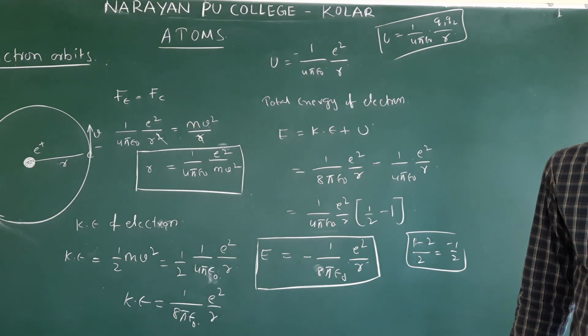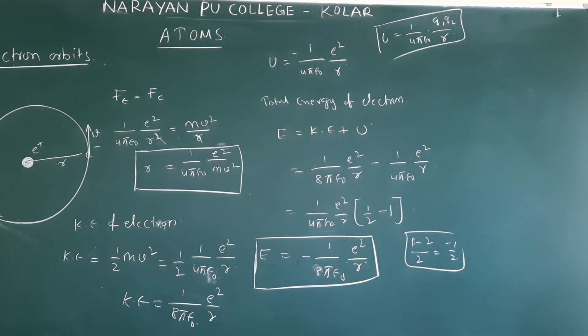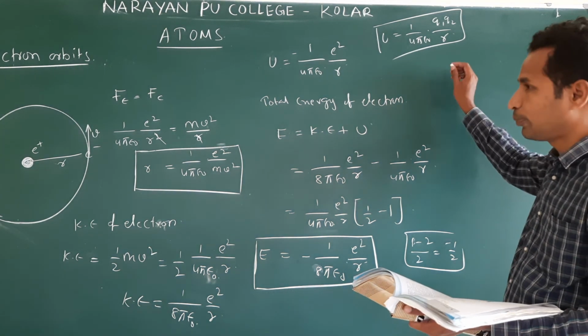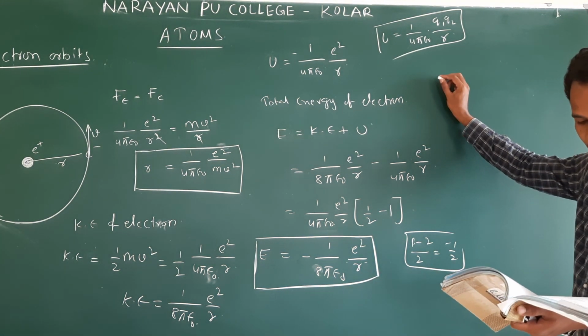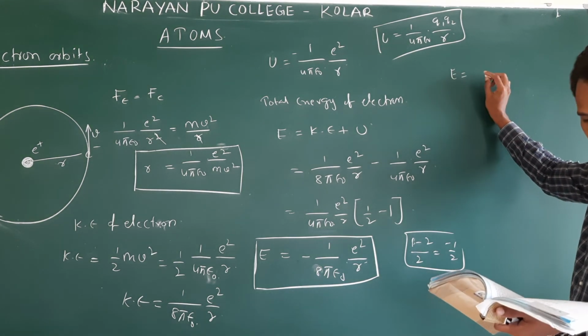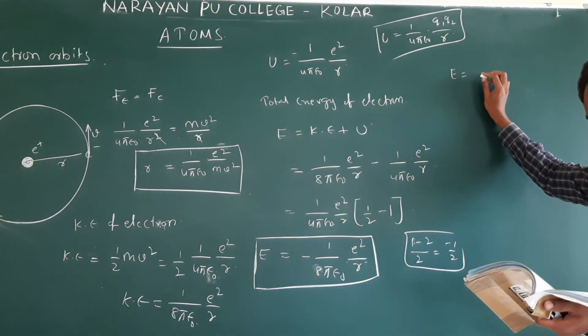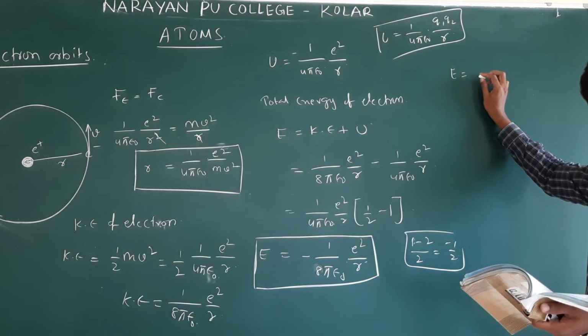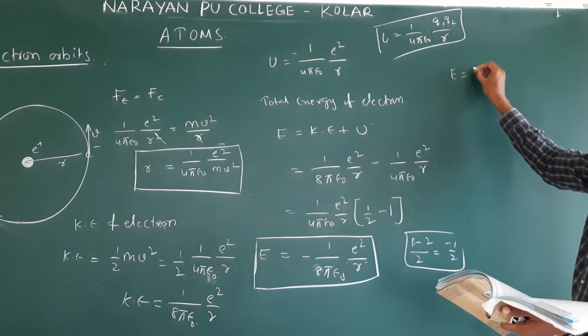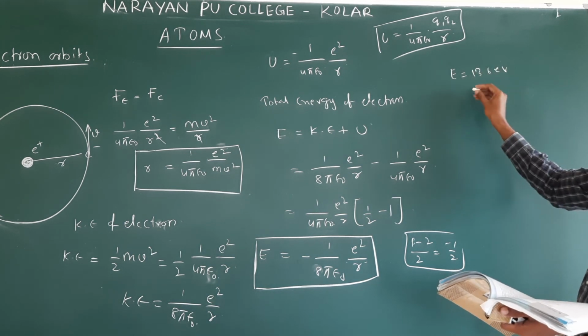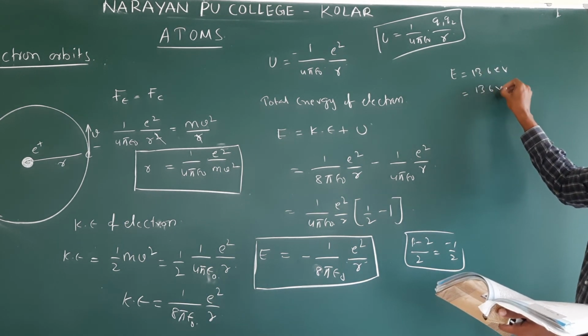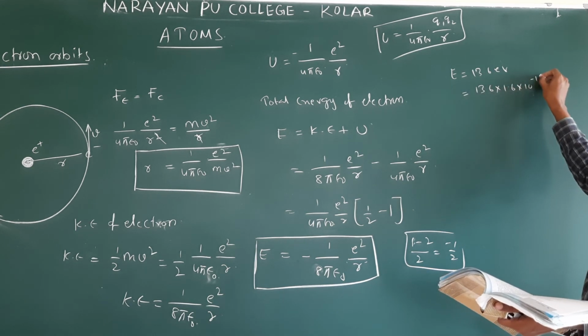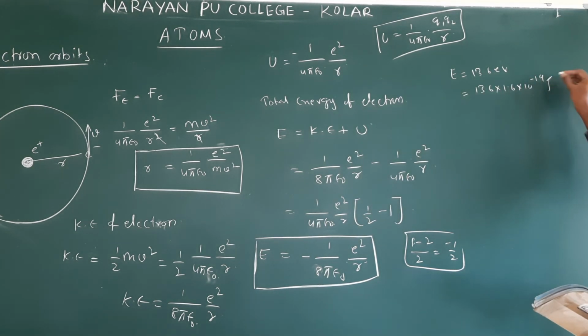Now, example problem 12.3. It is found experimentally that 13.6 eV energy is required to separate the hydrogen atom into proton and electron. Compute the orbital radius and velocity of the electron in the hydrogen atom. Total energy of the electron is given. It is found experimentally that 13.6 eV energy is required to separate. Okay, that is 13.6 eV. How do you convert into joules? 13.6 into 1.6 into 10 power minus 19 joules.